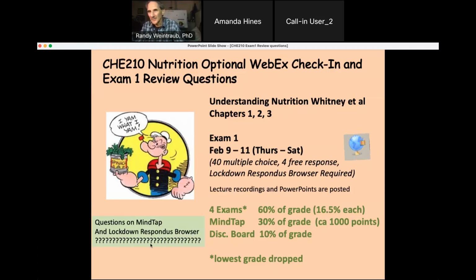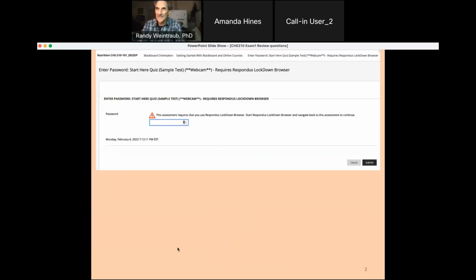Okay, so some comments about questions that some people are having with Lockdown Respondus browser that is required for our exams. And as I said, very important to complete that practice quiz using the Lockdown browser. Some students are reporting it's asking me for a password. I don't have a password. Am I supposed to have a password to do that quiz?